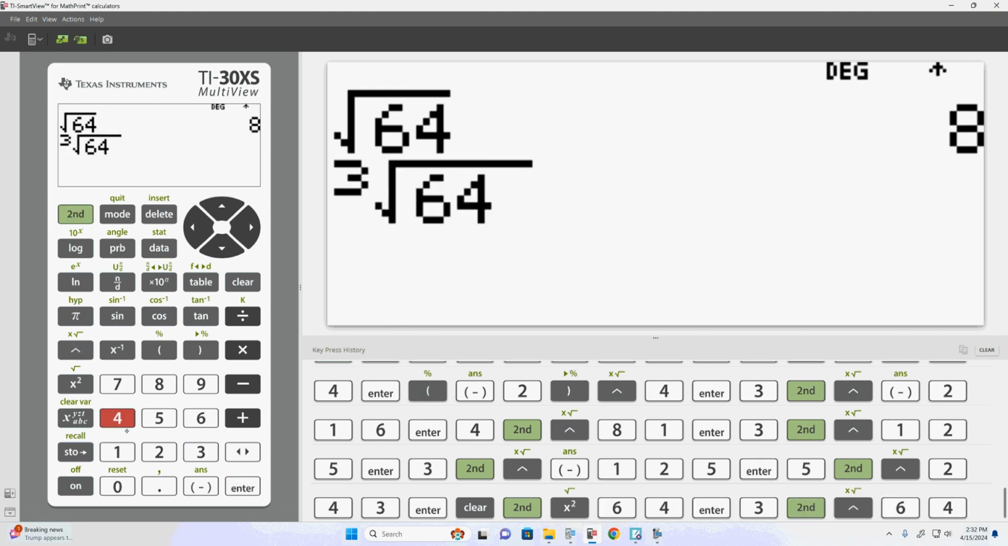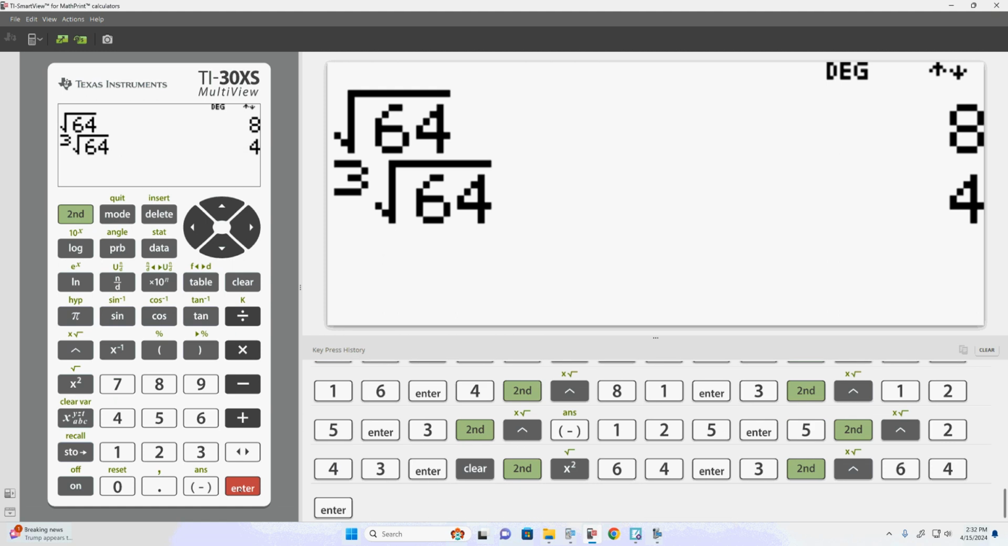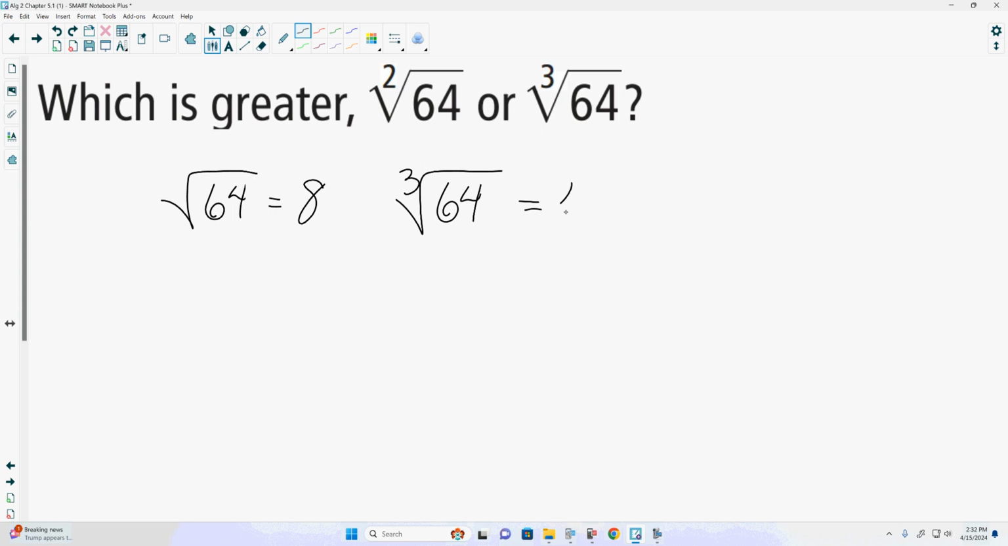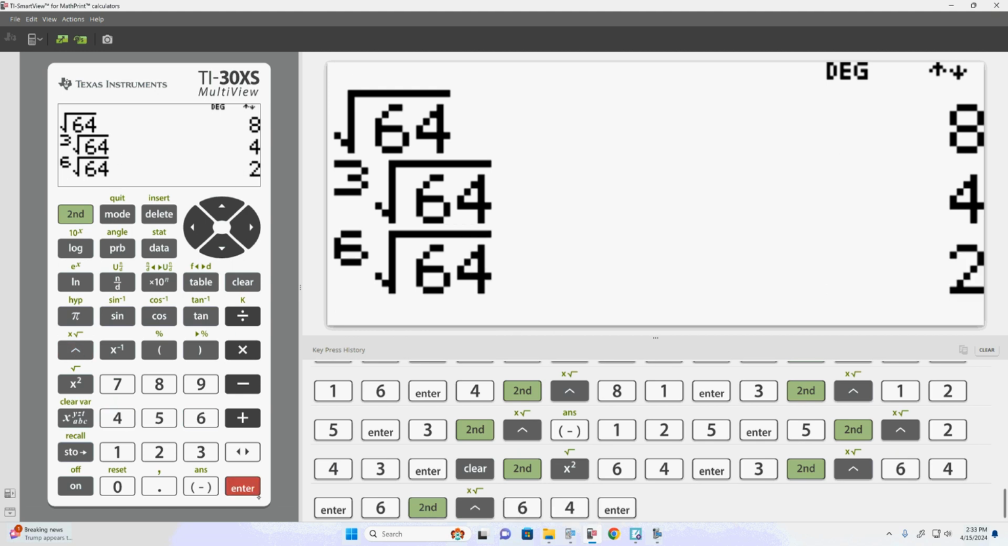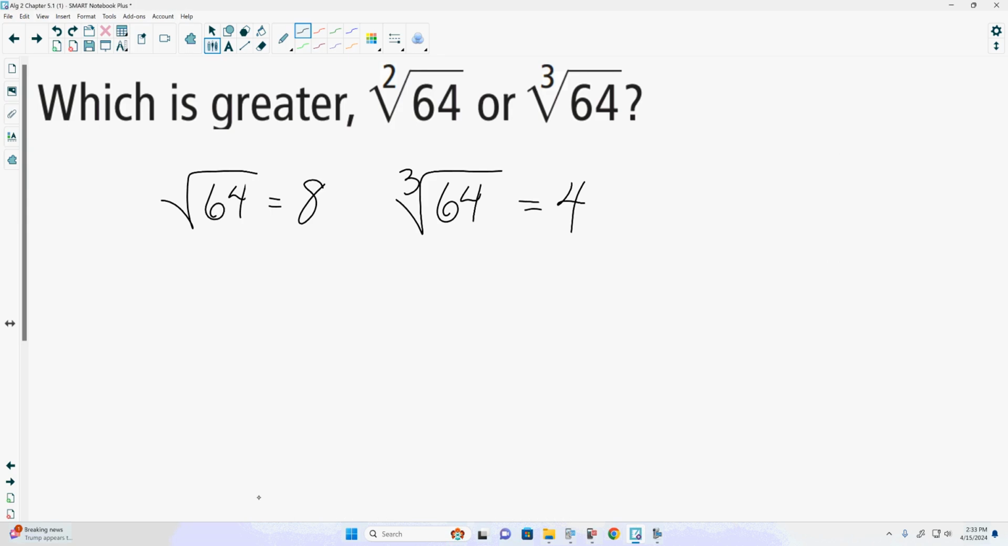The cubed root of 64 is 4. The square root is bigger, because when we increase the index, we're saying that number is being multiplied by itself more times, so it's going to be getting smaller. If we took, say, the 6th root of 64, we get 2. And that's about the last nice root we can take with 64. But as the index increases, the index is our number right here. It's the root of our radical.